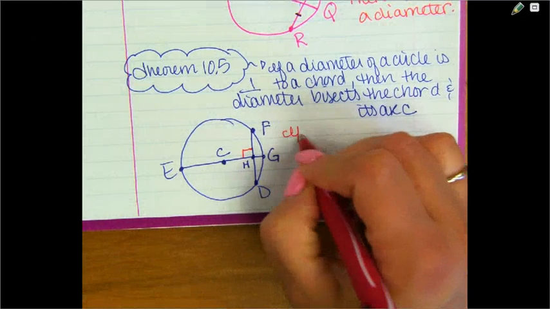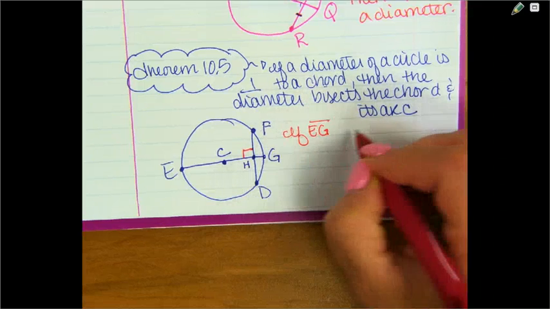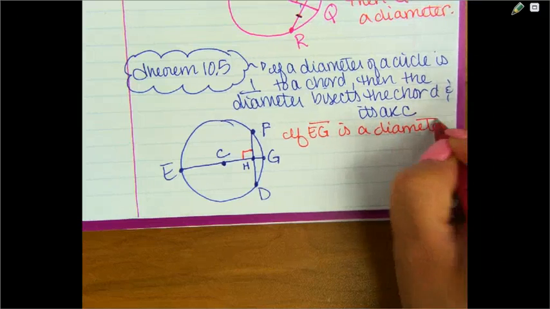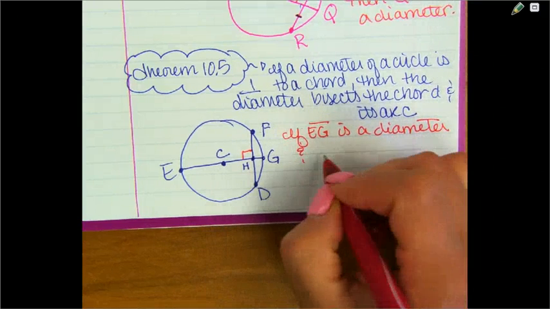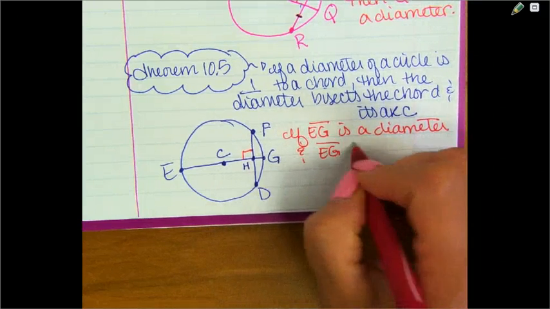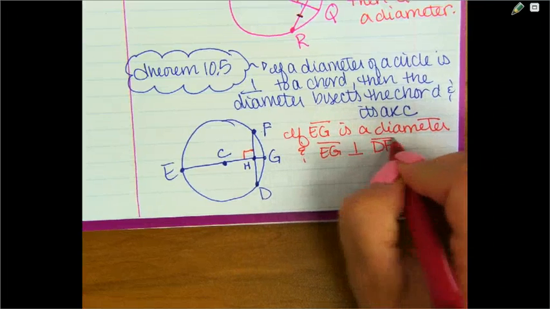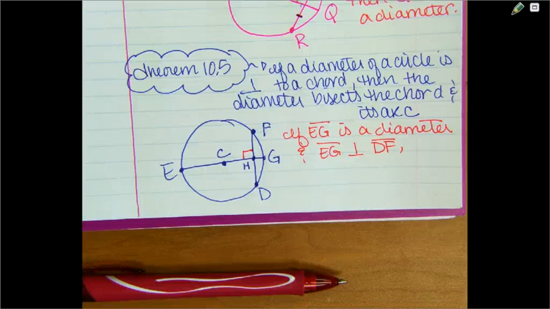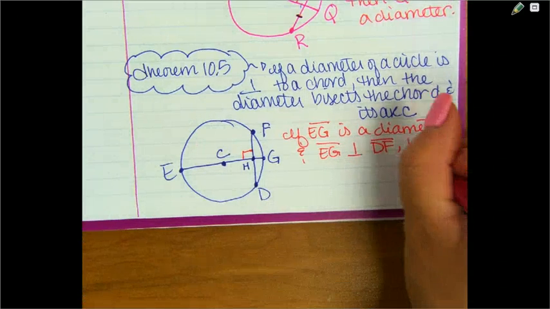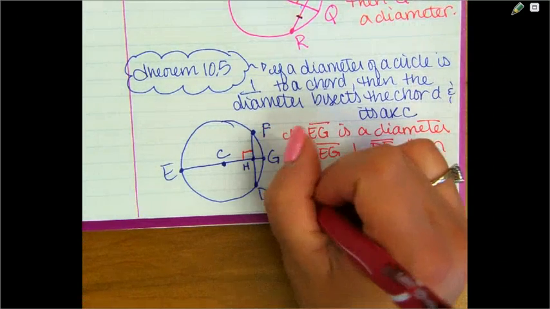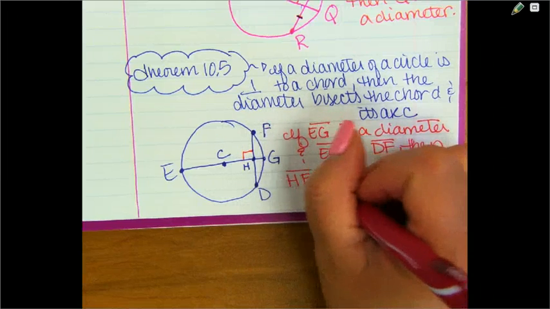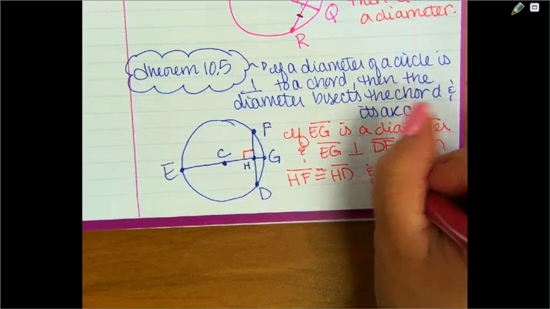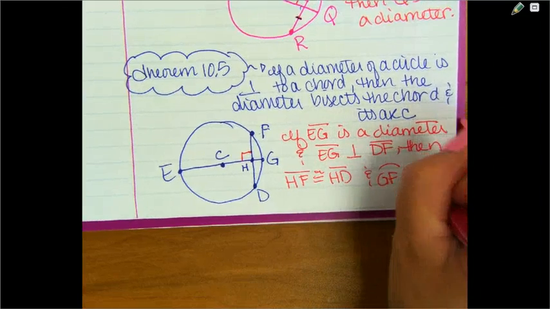So if segment EG is a diameter and segment EG is perpendicular to segment DF, so in other words, I have a diameter and it's perpendicular to a chord. Got it? Then, what is happening? Then I know that segment HF is congruent to segment HD, and I know the arcs are congruent.